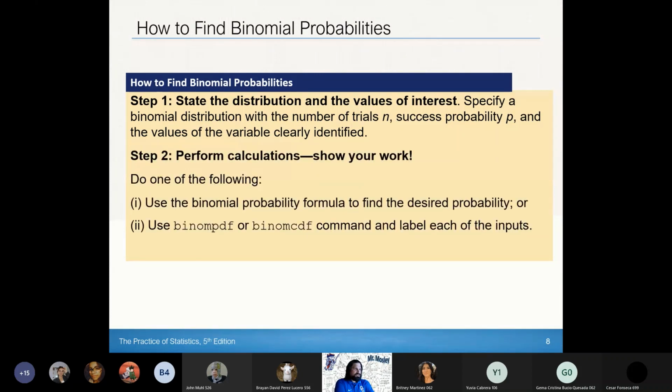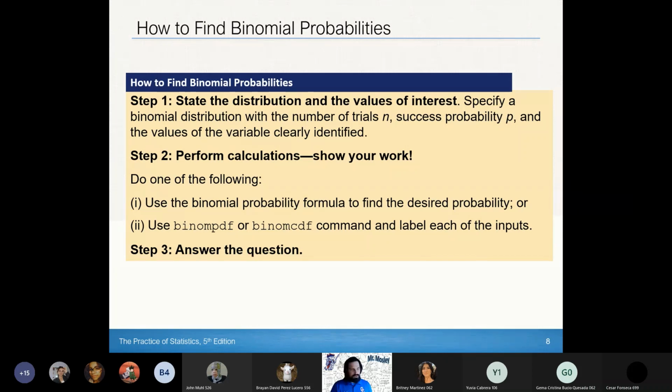Step 2, perform calculations. Show your work. Do one of the following. Use the binomial probability formula to find the desired probability from the previous screen, or use your calculator. There are 2 commands in your calculator, binomPDF and binomCDF, and you need to make sure to label each of these inputs. I'll demonstrate what that is momentarily. All right, step 3, answer the question that you were asked.